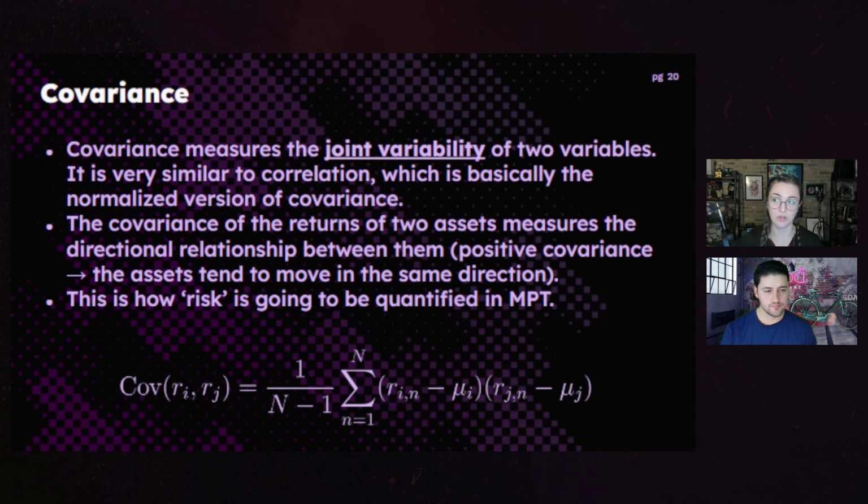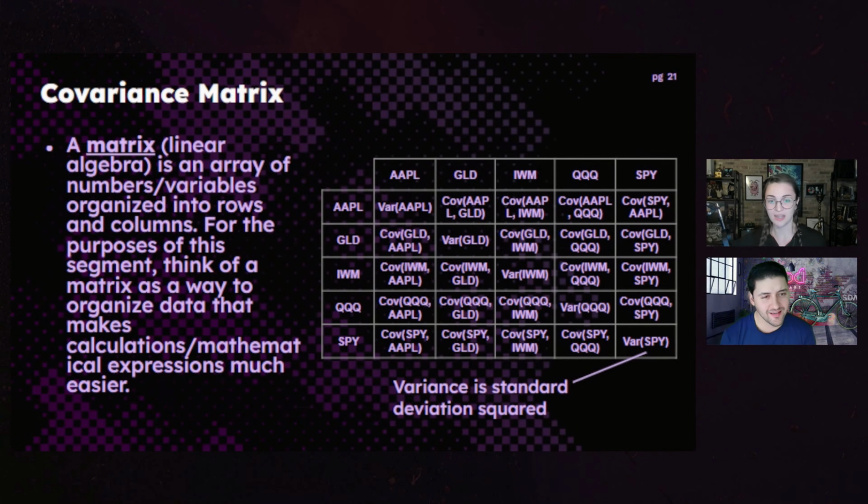Think of it as very similar to correlation, which hopefully you guys already have a pretty good intuition for. Does that make sense? Okay. So we got the first word, covariance. Let's get to the second word, matrix. So matrix comes from linear algebra.